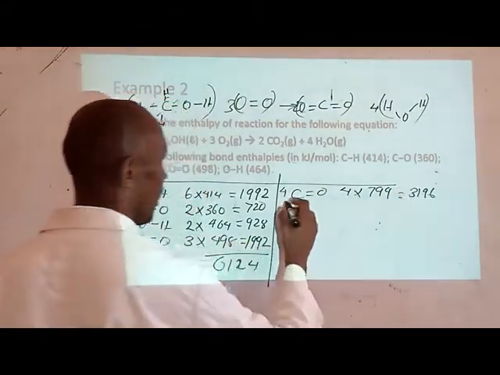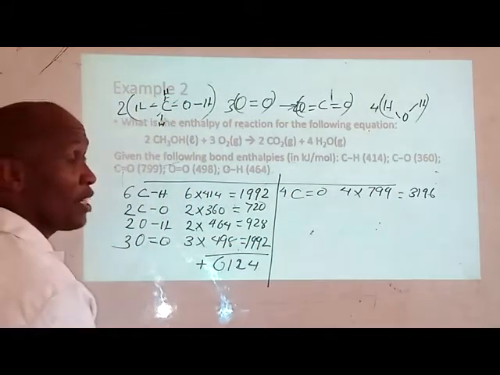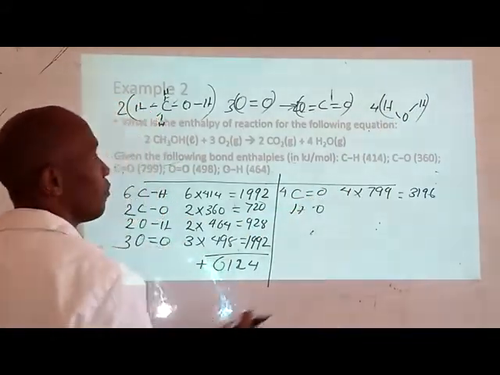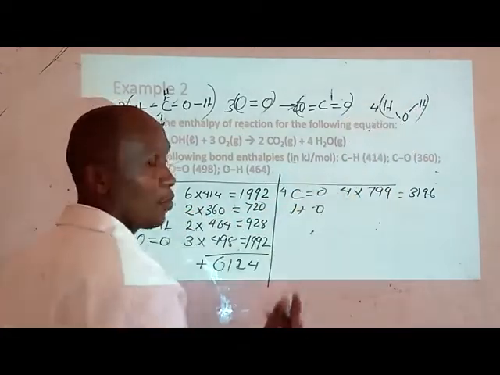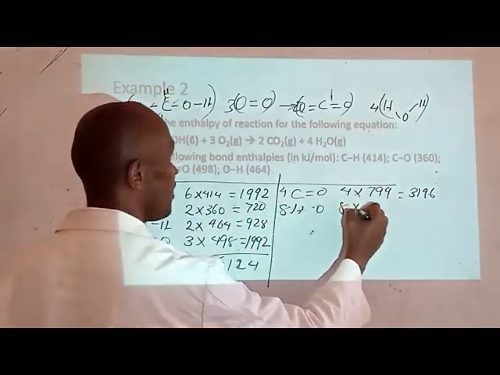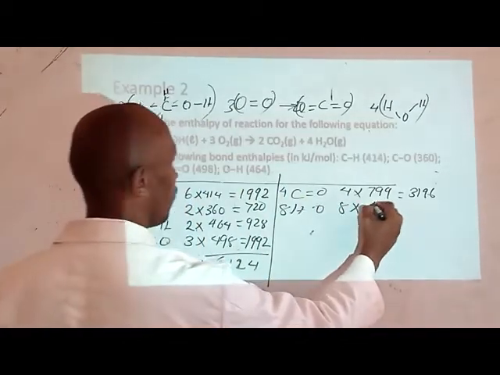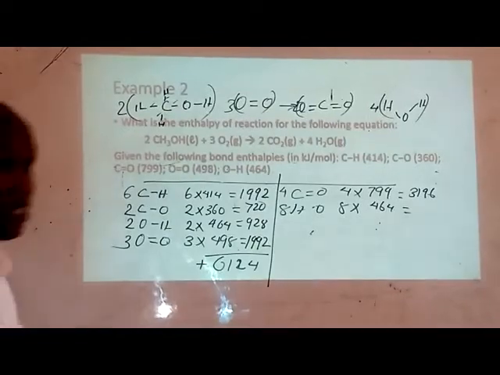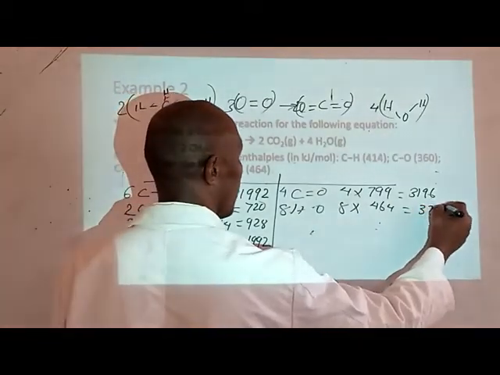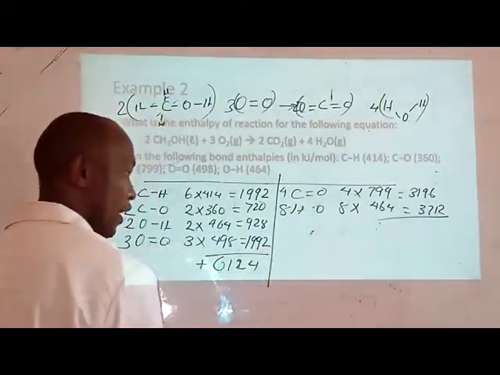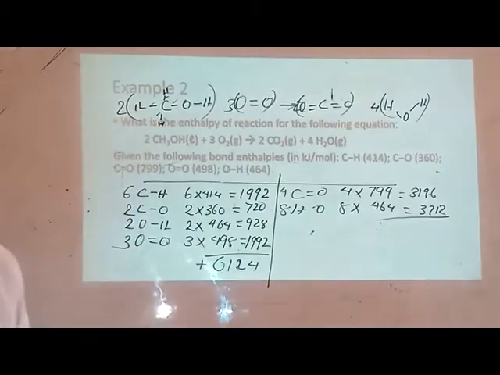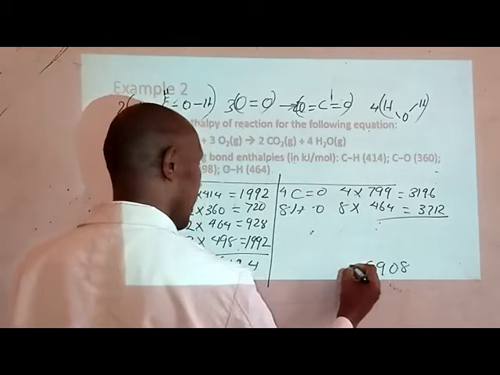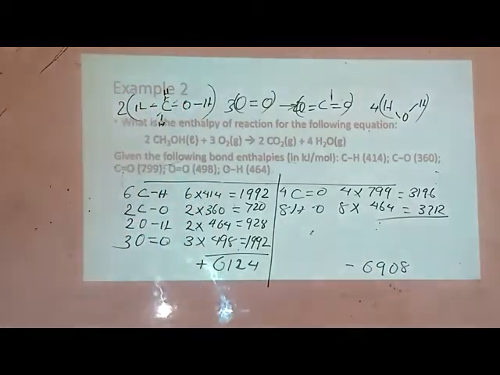We can confirm that. And what other bond is being formed? Hydrogen to oxygen, the oxygen to hydrogen bond. 2 times 2 is 4, and there are 2 such molecules, so that is 8. 8 times OH, 464. What does that amount to? That is 3712. So the total amount of energy that is produced is 6908, and that is of course negative.